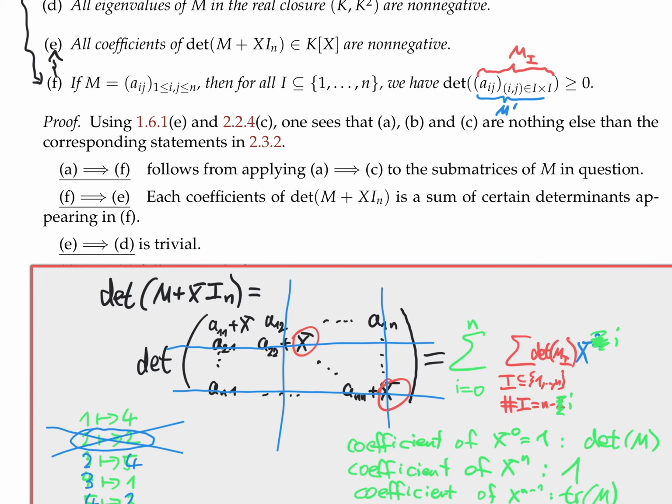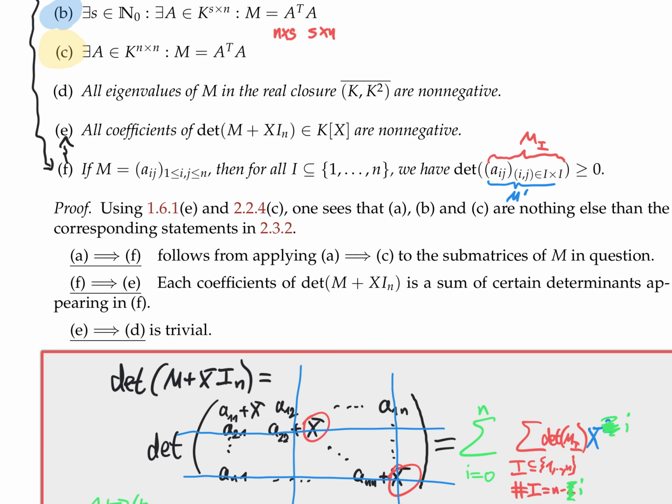Now from E to D, this is completely trivial, because the eigenvalues are the negated roots of this polynomial, right? So if this polynomial has only non-negative coefficients, and actually the leading coefficient is 1, right? Then it is completely trivial that it cannot have a positive root, right?